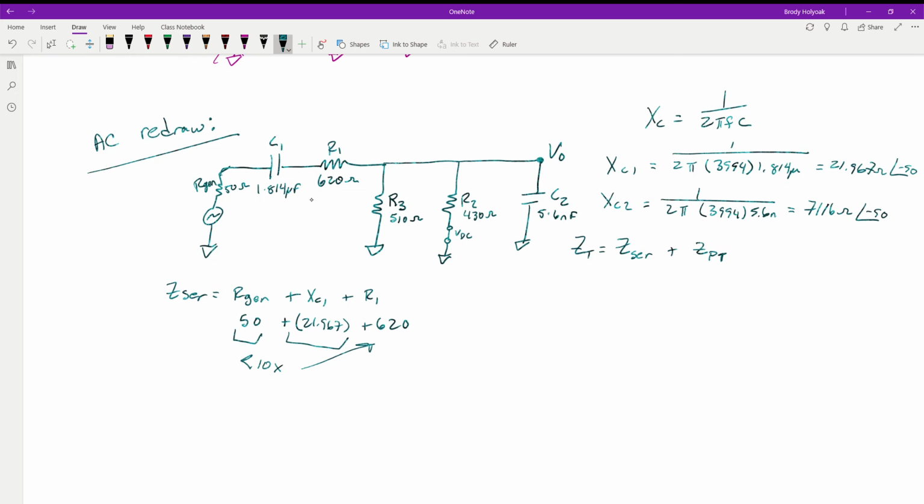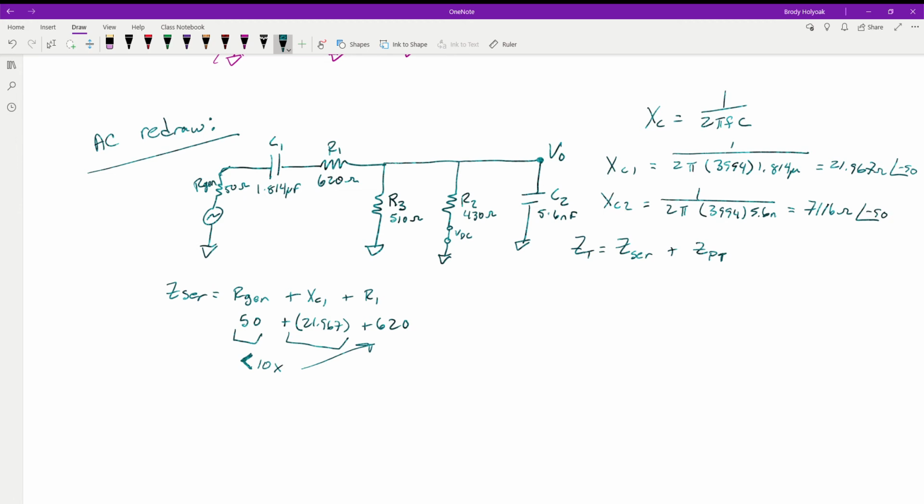This RGen might have a little bit bigger effect because it's closer to the 10%. But again, we're going to make some assumptions, some generalizations here. But essentially, we can get rid of that value. In my calculations, I did include RGen just because it is so close to this 10 times. But this X of C1 I flat out ignored because it is way, way, way less than the 620. It's going to have almost zero effect on this circuit.